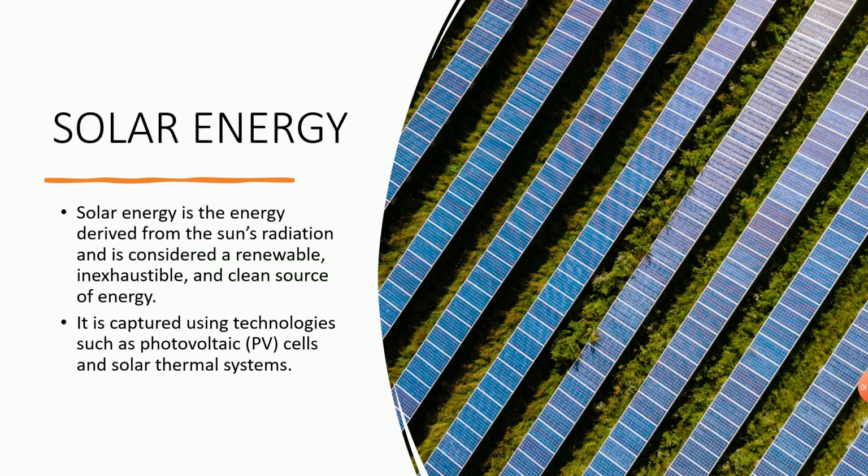Next, we are going to see each kind of energy, in particular as given in our UGC-NET syllabus. I am not going to go through the extra contents which are available. There are some other types, but here we are only confined to the UGC-NET syllabus. First is solar energy. Simply, solar energy means what? It is the energy derived from the sun's radiation and is considered a renewable, inexhaustible and clean source of energy. It is captured using technologies such as photovoltaic cells or solar thermal cells.